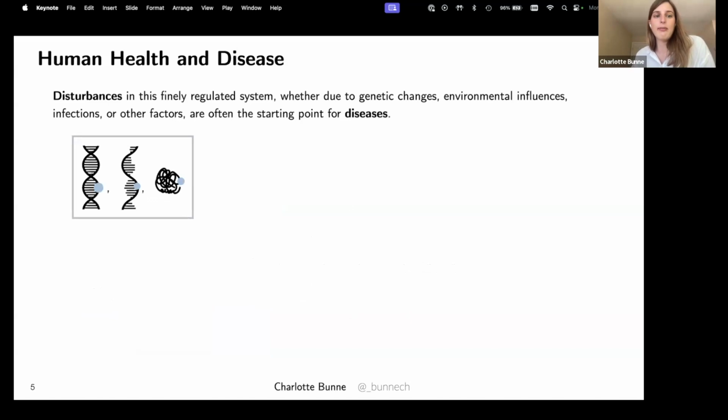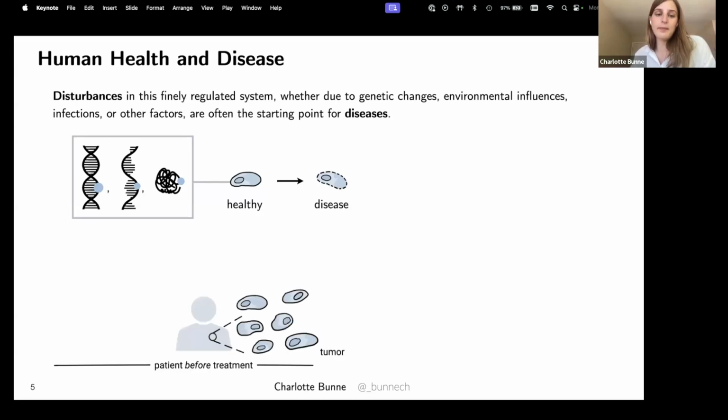disease. So I have maybe a mutation in my DNA, or something that has been wrongly transcribed into RNA, or on my protein level, or something even more complicated that is disturbing this system and ultimately changes a healthy cell state into a disease cell state. And this is, of course, a very coarse and very crude approximation of what is happening here.